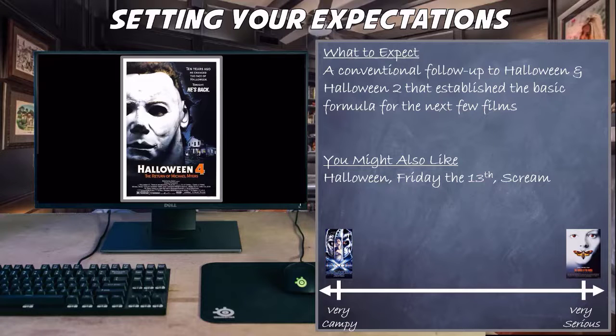Let's get into calibrating your expectations for this film. This is the scale we like to use. On the far left side of the scale, we have very campy films, such as Jason X. On the far right side of the scale, we have very serious films, such as The Silence of the Lambs. As always, this scale is not an indicator of the quality of the film. It is an indicator of what your mindset needs to be going into the film in order to maximize your enjoyment. Halloween 4 was a mainstream theatrical release. It was a horror movie, but it was kind of a popcorn horror movie, so it is more or less right down the middle of the scale.